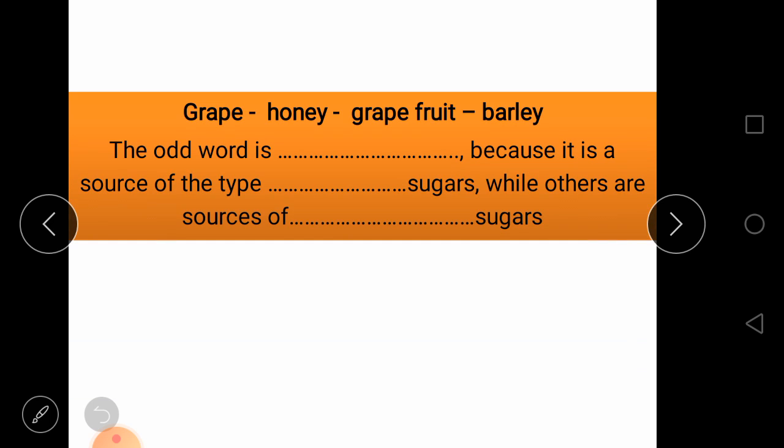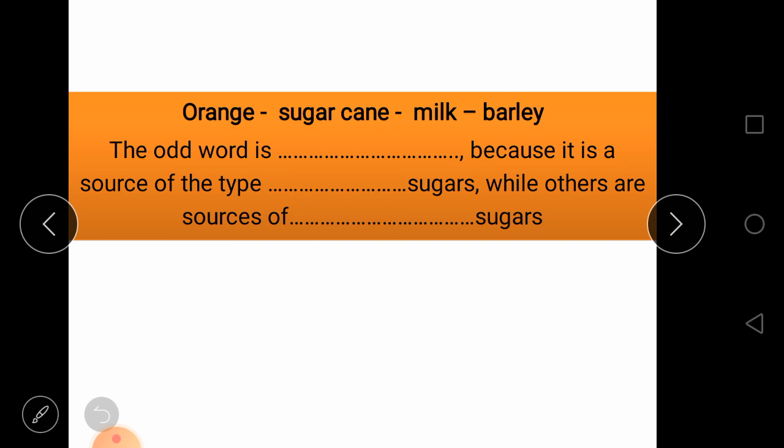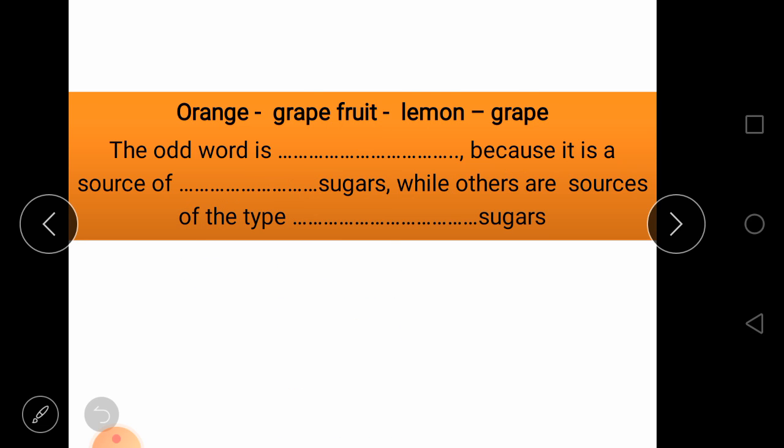Okay, these are sources of sugar. Here we have grape, honey, grapefruit, and barley. The odd word is barley because it is a source of complicated sugar, which is maltose, while others are simple sugars. Yes, here the odd word is grape because it is a source of simple sugar, while others are complicated sugars. Yes, here the odd word is orange because it is also simple, while others are complicated sugars.